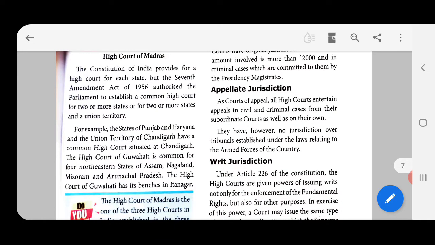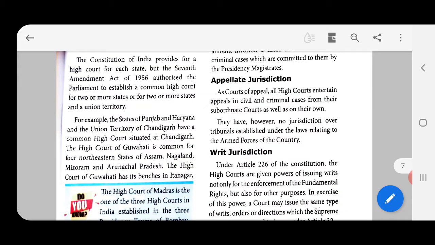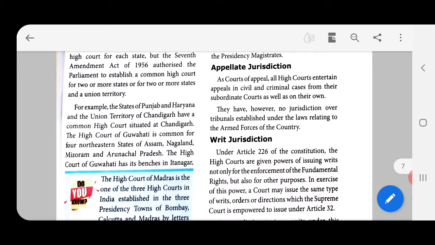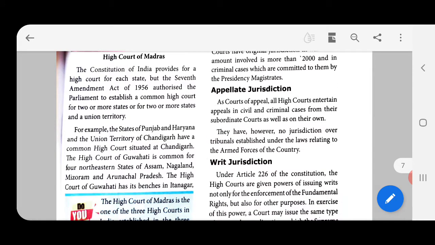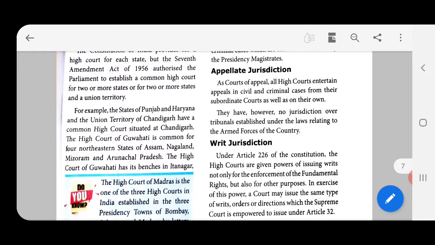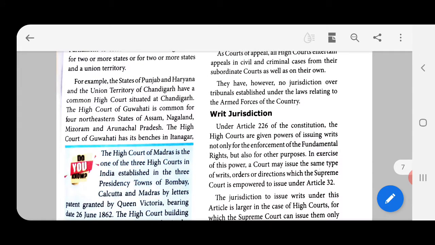Appellate jurisdiction. As courts of appeal, that is what appellate means, all high courts entertain appeals in civil and criminal cases from their subordinate courts as well as on their own. Now this is a very commonly used word. When an incident is not in favor of a person, they go from one court to the other asking for appeal. That is what is called appellate. There is, however, no jurisdiction over tribunals established under the laws relating to the armed forces of the country, so you cannot go for appeal when it comes to armed forces.